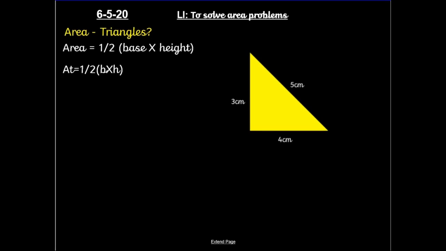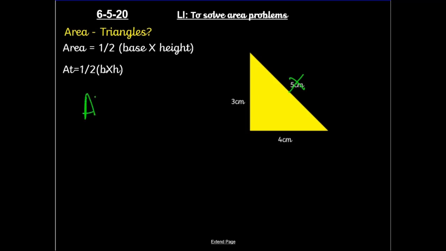Now be very careful here because you can see it as 3 units of measurement. So I do not need this 5 here because it's not the base or the height. It's the distance across from corner to corner, okay? So I'm not going to be using the 5, I'm going to be using the 3 and the 4 because that's the base and the height.